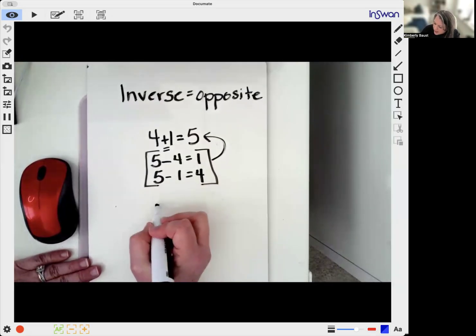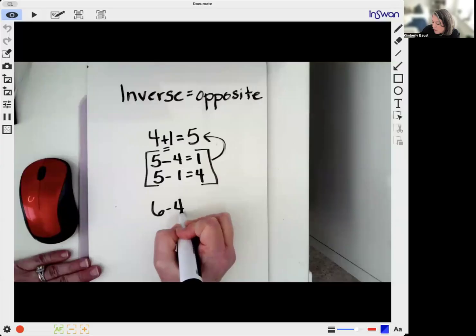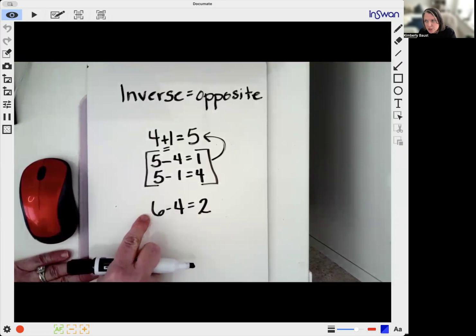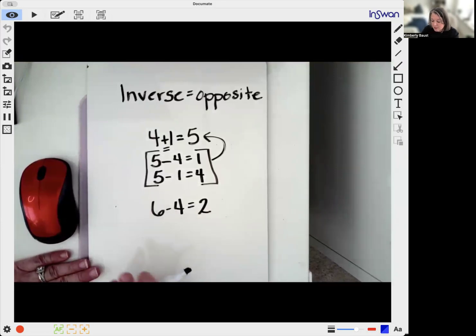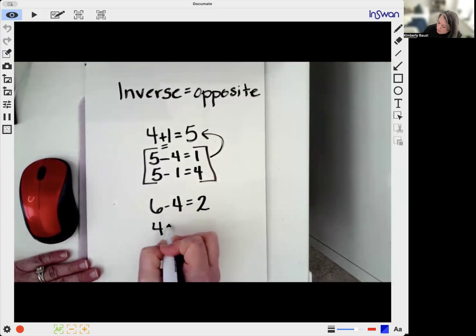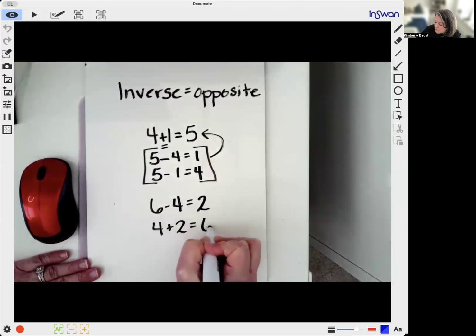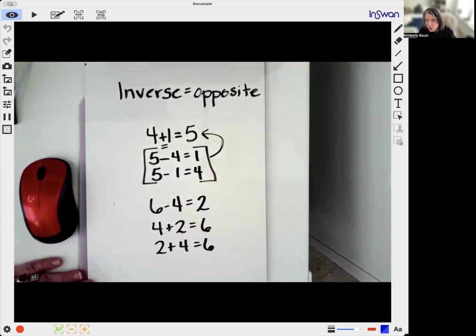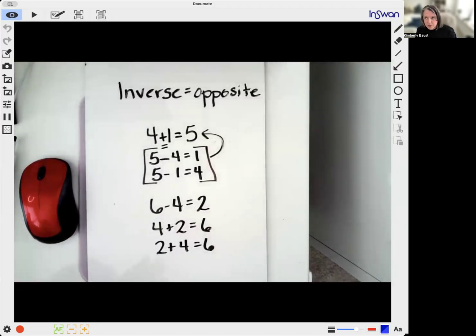So if we said 6 minus 4 equals 2, and I asked you for the inverse of that, okay, then you would tell me 4 plus 2 equals 6, or you could have said 2 plus 4 equals 6, correct? All right, so now I know I'm starting easy, but once you understand it on the easy, then you can bump it up to the hard, all right? Because it's the same concept.